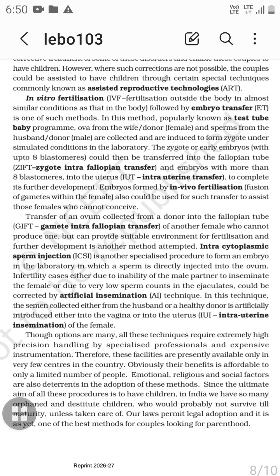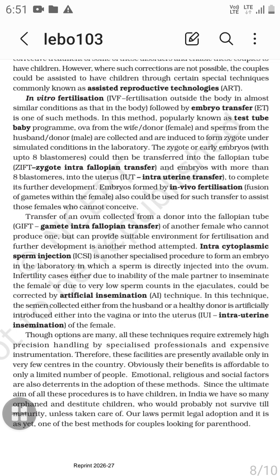Now there is another technique, that is artificial insemination, the AI technique. What is that? Infertility cases are either due to the inability of the male partner to inseminate the female, or due to very low sperm counts in the ejaculates. So if the male partner is not capable of inseminating the female, or the male has lower sperm counts than required in the ejaculates, this issue is corrected by the artificial insemination, that is AI technique.